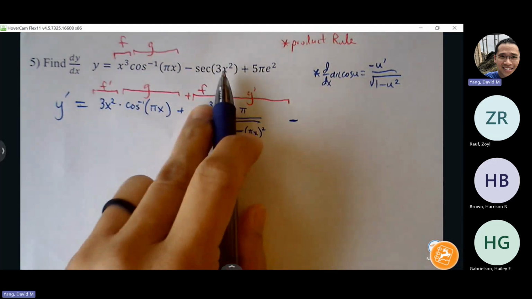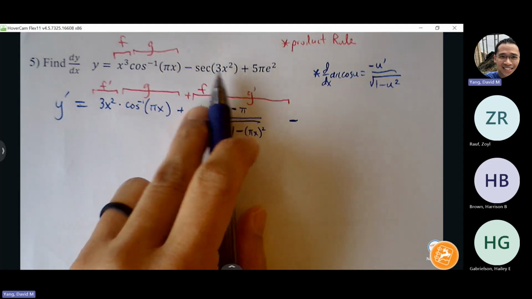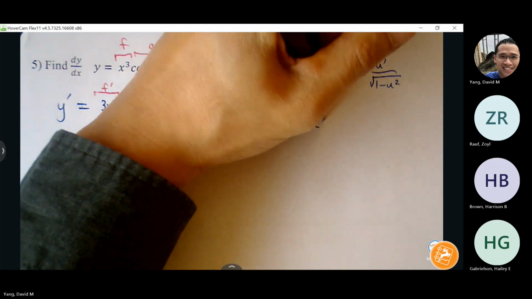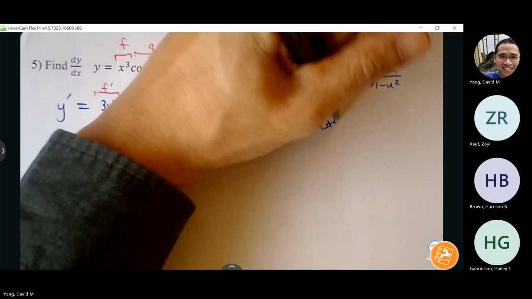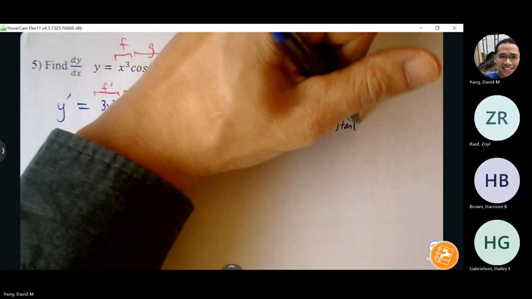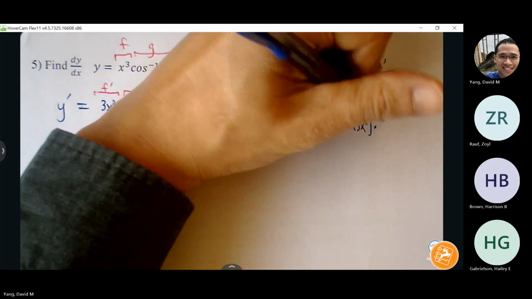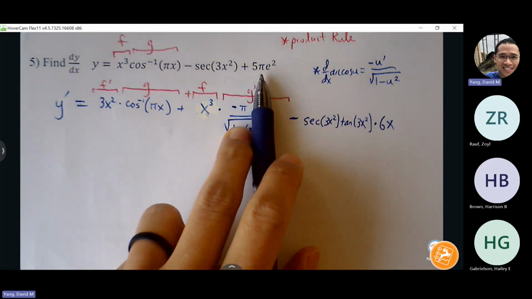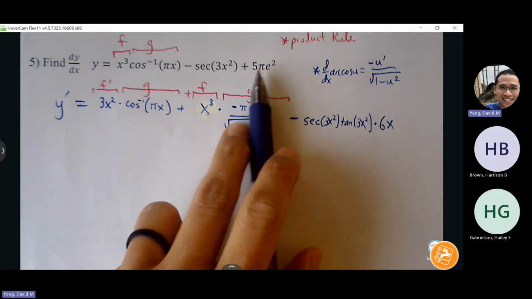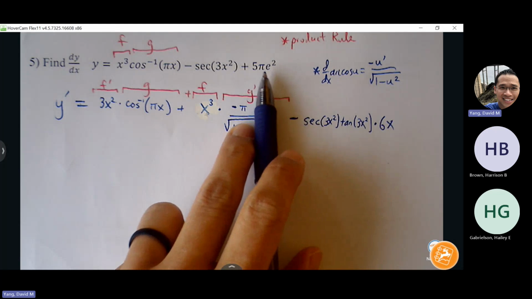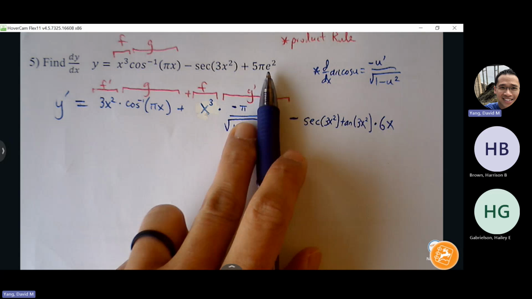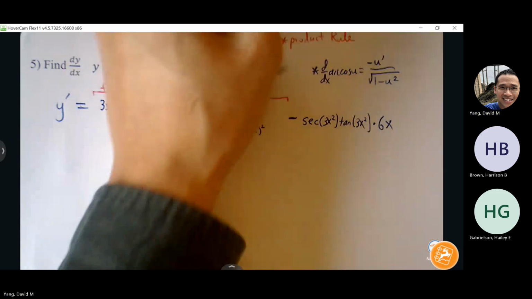Moving on, secant derivative is secant u tangent u times u prime. And then 5 pi e squared. This looks like maybe we got to do power rule here, but what do you notice about all these terms? There's no variable, right? So there's no variable. That's a constant. What's the derivative of a constant here? 0.